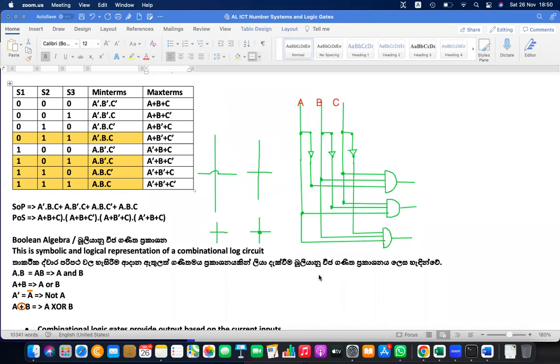Fourth one is ABC. Just take one from A, one from B, one from C. This is A, B, C not. Okay. What's your question? I have sent the right.